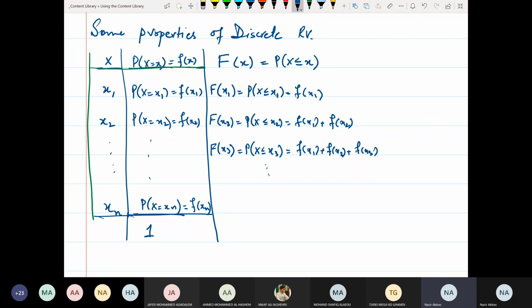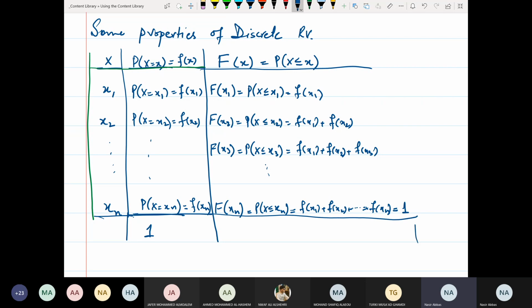All the way up to the last one will be capital F of Xn. This is going to be probability of X less than equal to Xn. And this is going to be equal to f of X1 plus f of X2 plus all the way up to f of Xn. And who can guess what will be the final answer of this capital F of Xn? It will be 1. The last value of this capital F will be 1, because you are adding all the probabilities. And the sum of all probabilities is always 1, as we said in small f of x.